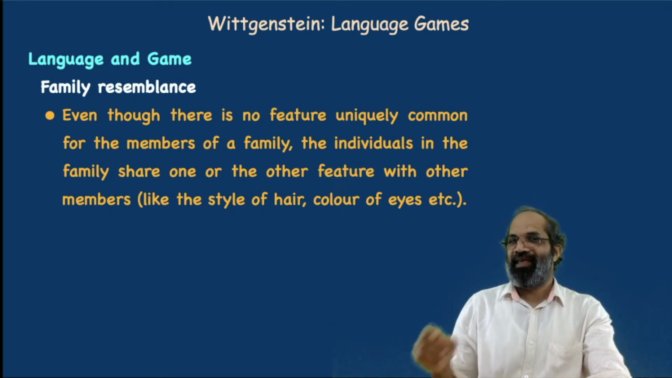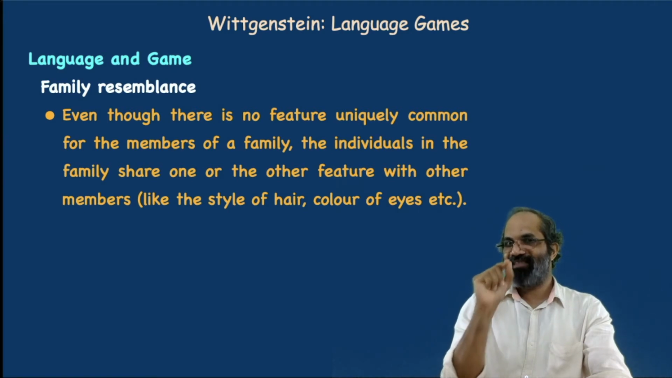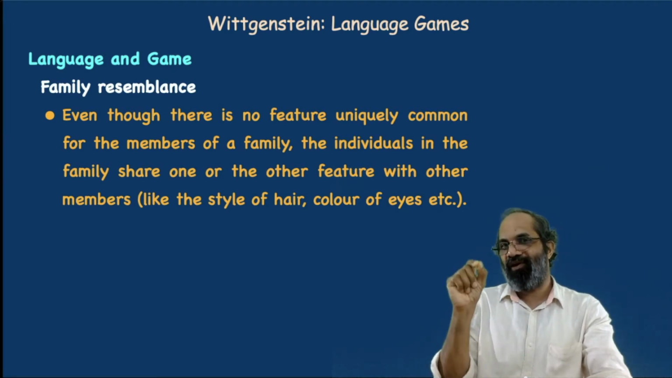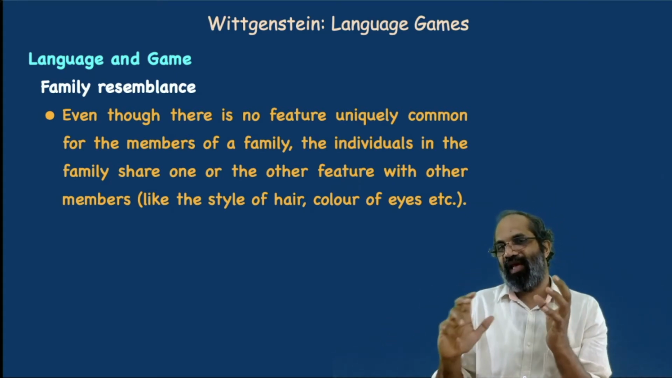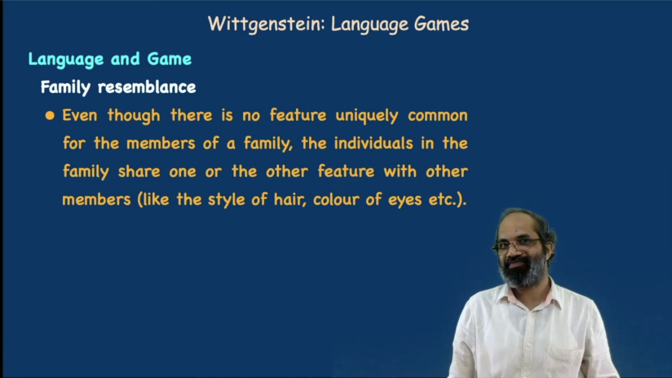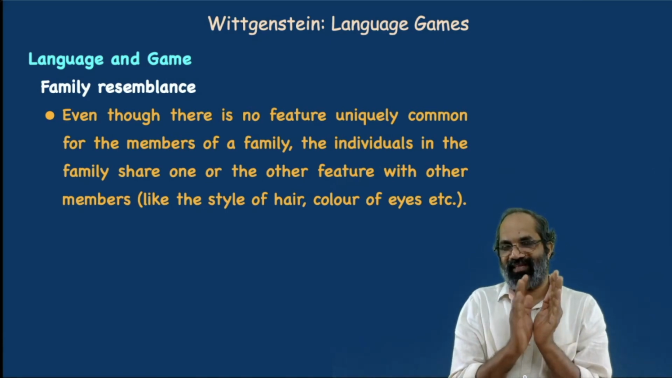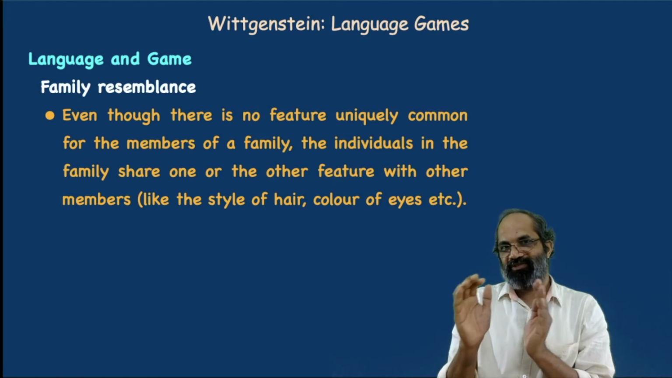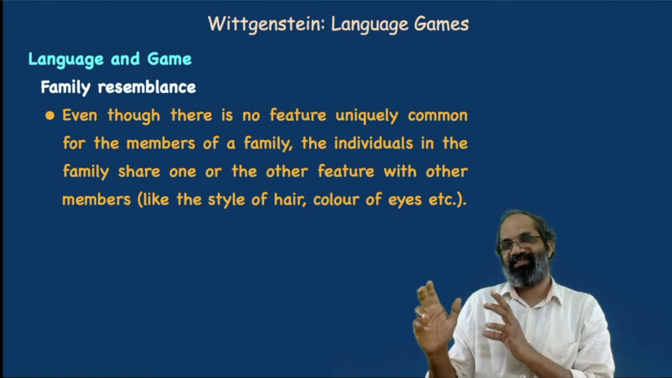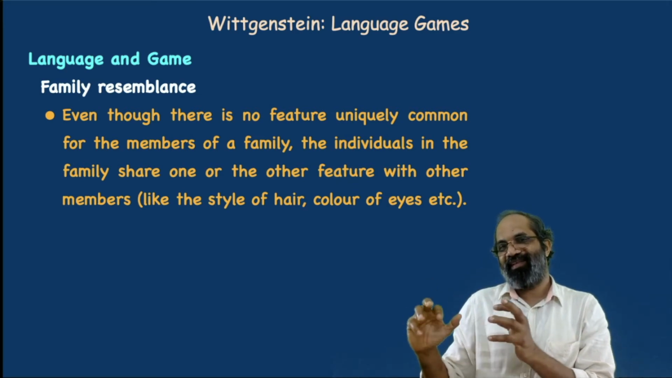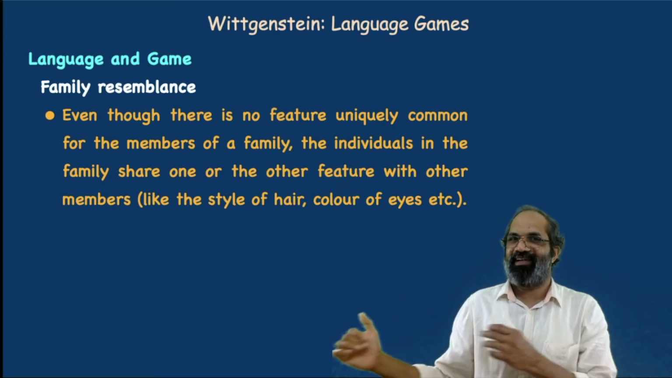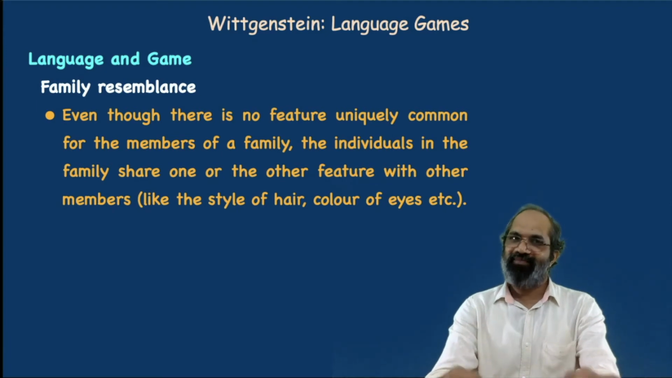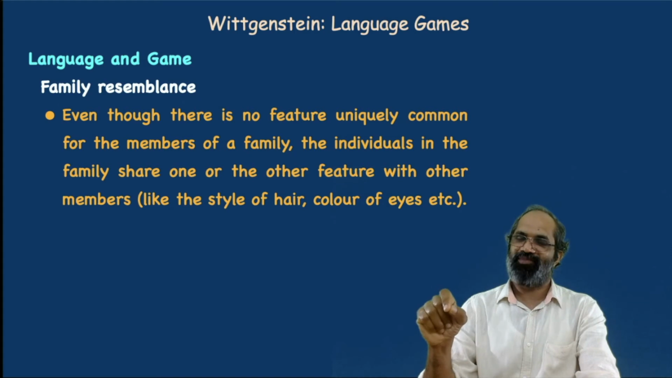And like that, even though one single feature is not shared by all members of that family, there are some shared features among the family members. Like the hairstyle is shared by some members of the family, the color of eyes is shared by some members, then the height or the physical structure is shared by some members of the family. Like that, there is a sharing. The same thing can be seen in games also. The football and the basketball share the ball.